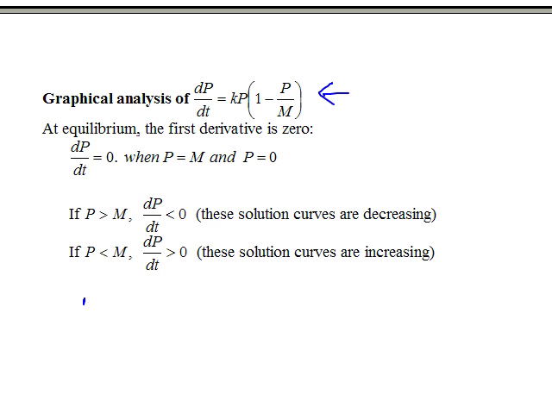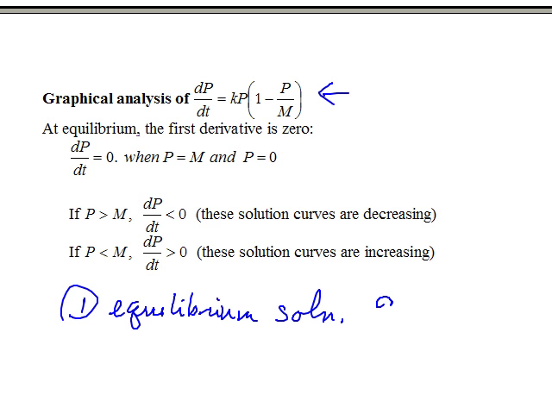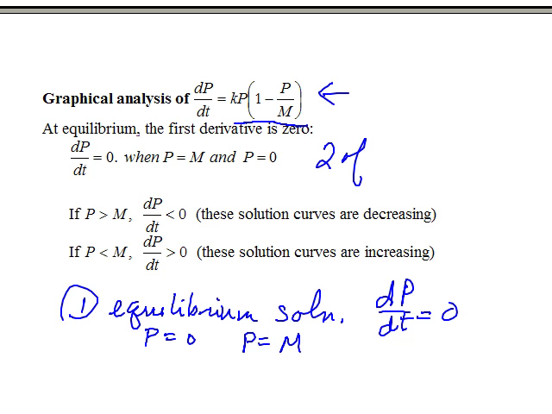First thing we do is find the equilibrium solutions. That means we want to find the values of p such that the first derivative equals 0. Well, if you look at this equation right here, it's already factored out. Its solutions are p equals 0 and p equals the carrying capacity. Those are the equilibrium solutions. There's two of them.